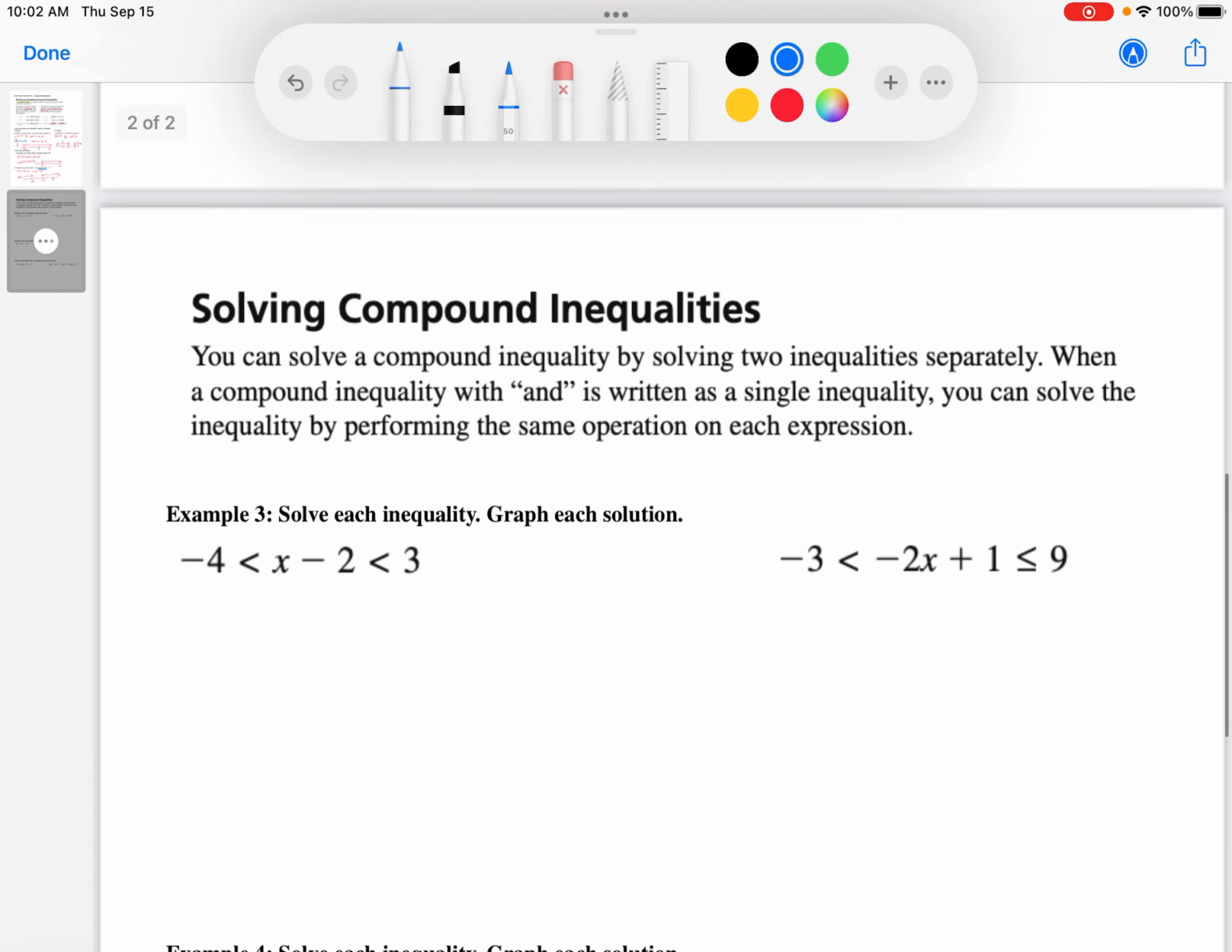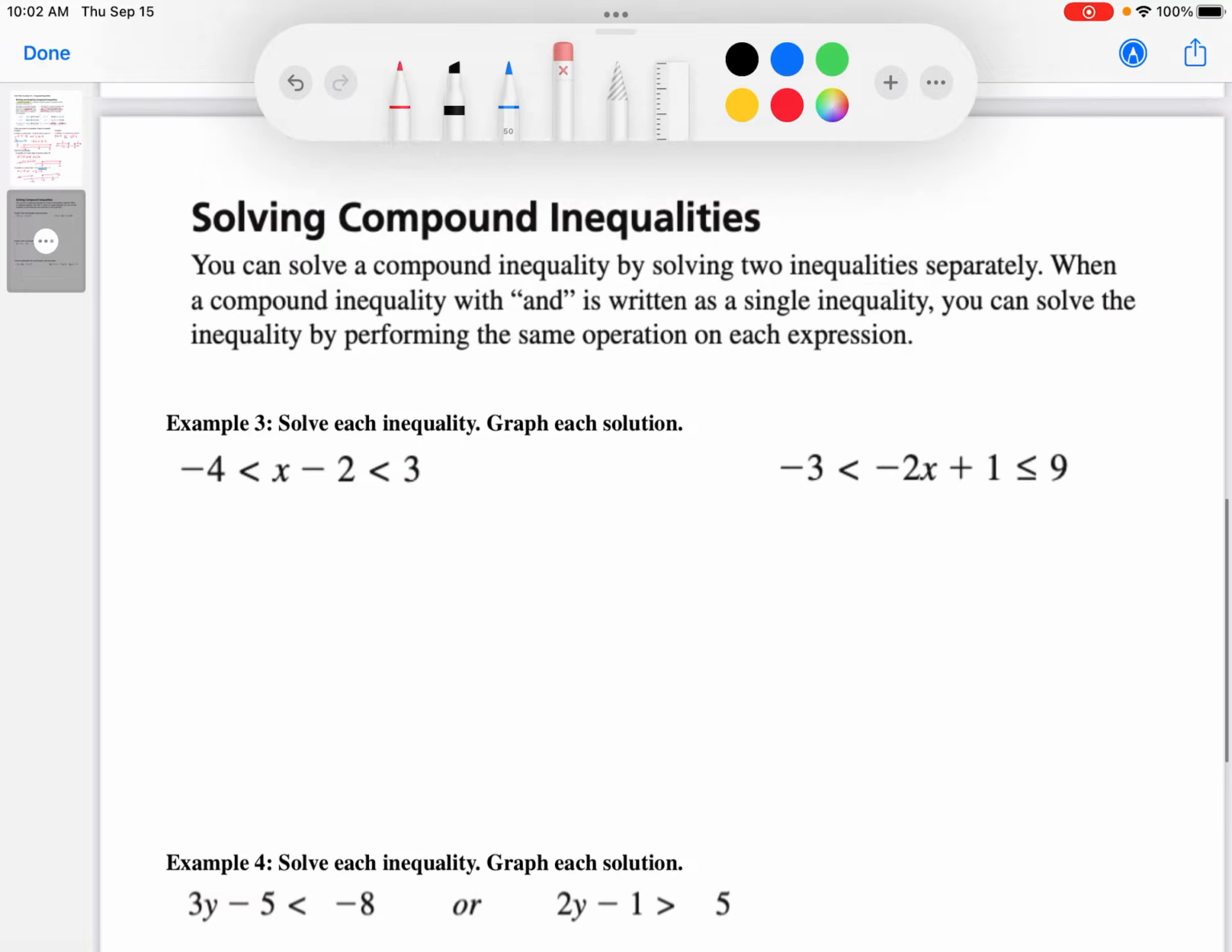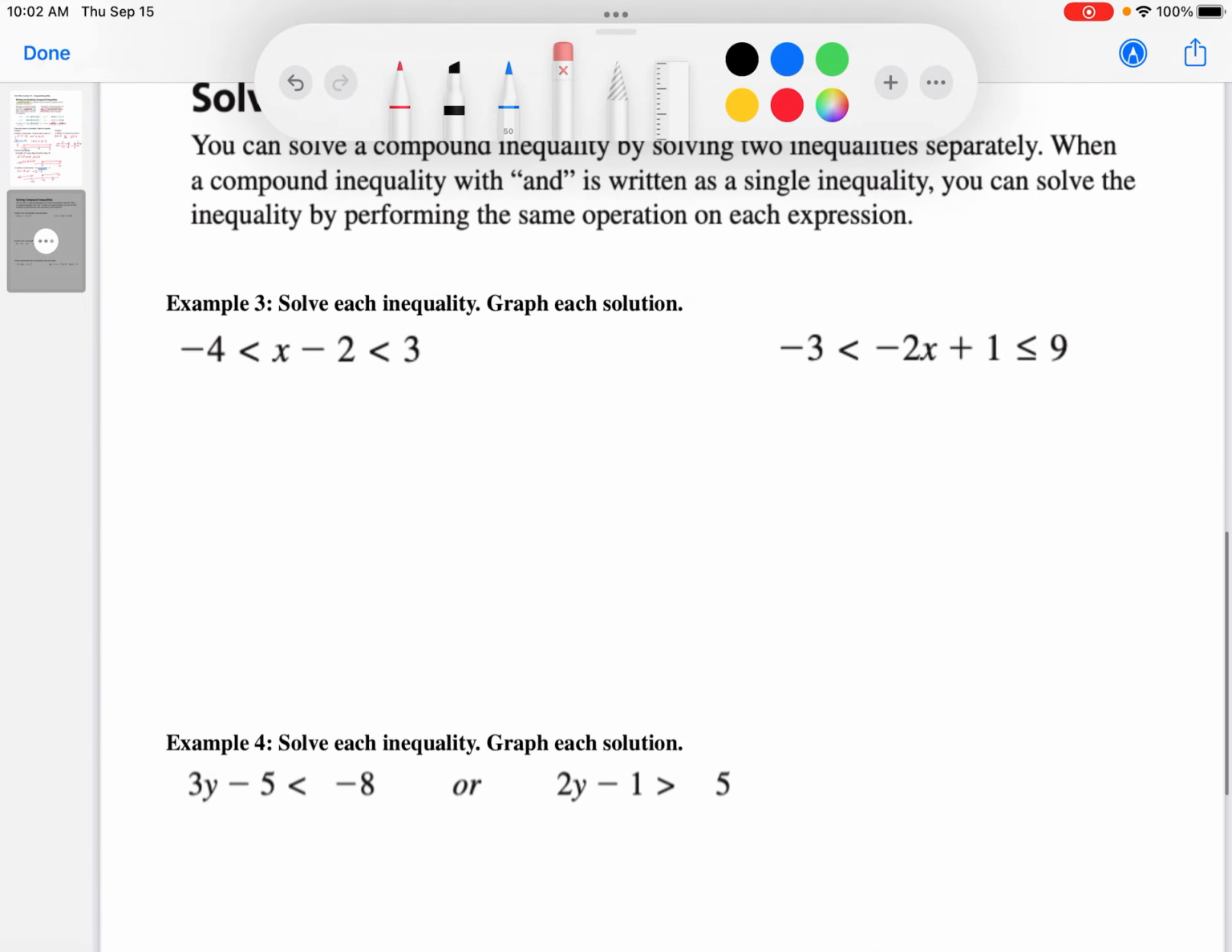All right. Back page of notes, take 30 seconds or so to read this to yourself, please. Okay, so now on the back page, we're actually going to solve some inequalities.